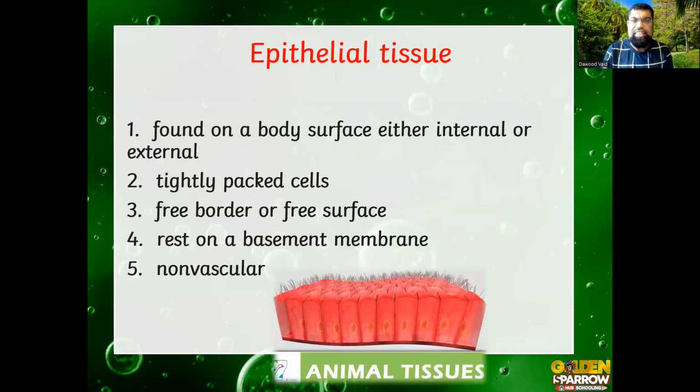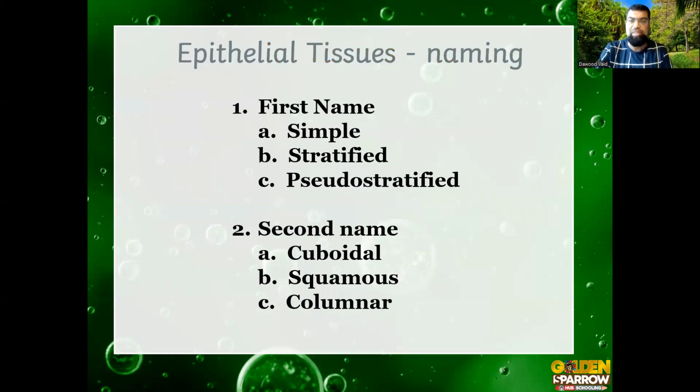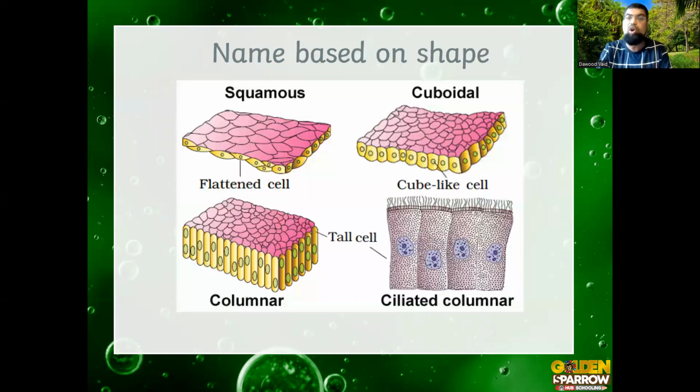Let's go into a little detail about what epithelial tissue is. It's tightly packed cells, right? But a very thin membrane, non-vascular, that means there's no movement of fluid in it, and it sits on the basement membrane. Very interestingly, epithelial tissues are named after the shapes they come in. So the first name could be a simple word like simple or stratified. The second name is based on what shape it is. So is it a cube shape, square shape, or column shape?